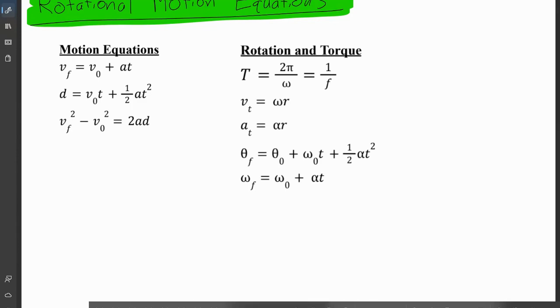So I've copied those straight over. All right. Looking at rotational motion equations, essentially what we're going to do is look at motion equations and then go to rotation.